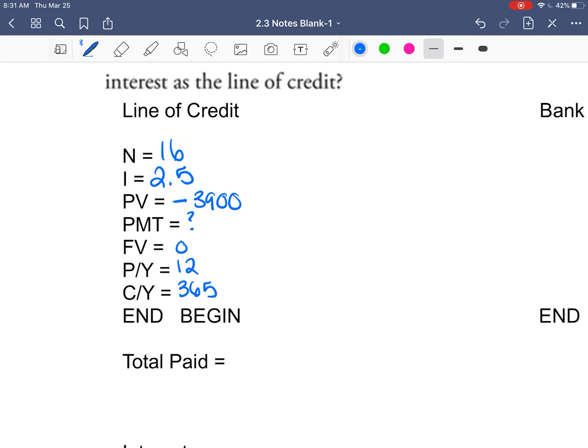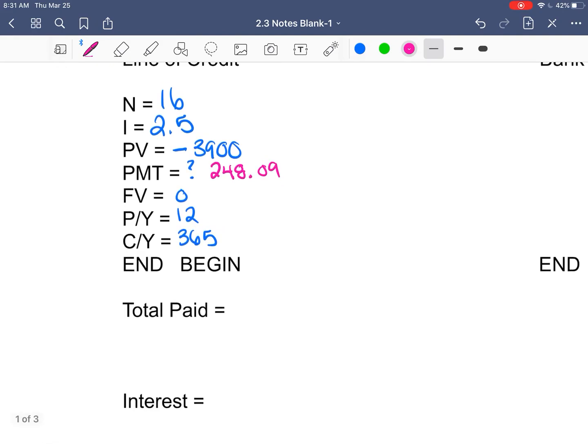So we type that into our calculator. N is 16, I% is 2.5, PV is negative $3,900, PMT we don't know. Future value is going to be 0. P/Y is 12 and C/Y is 365. So solve for our payments. Our payment solving gives us $248.09.